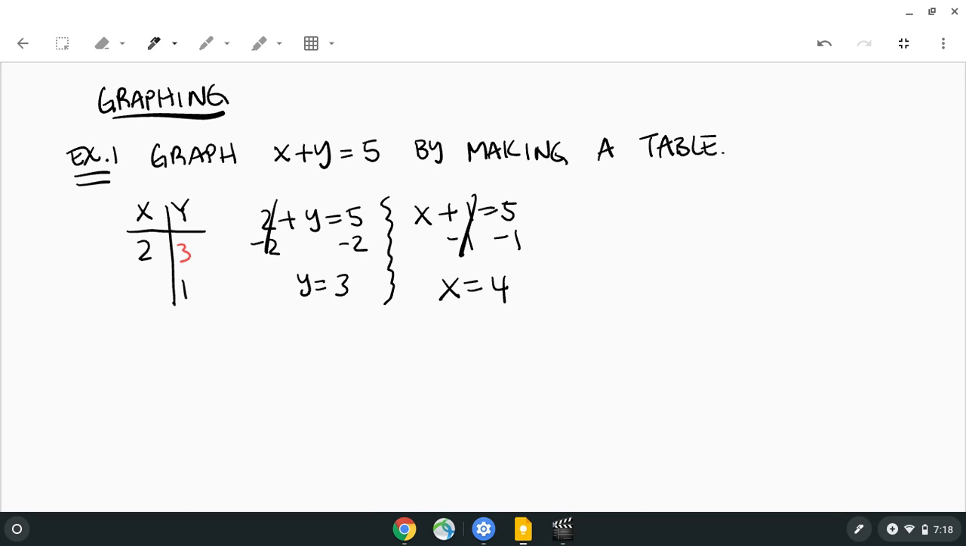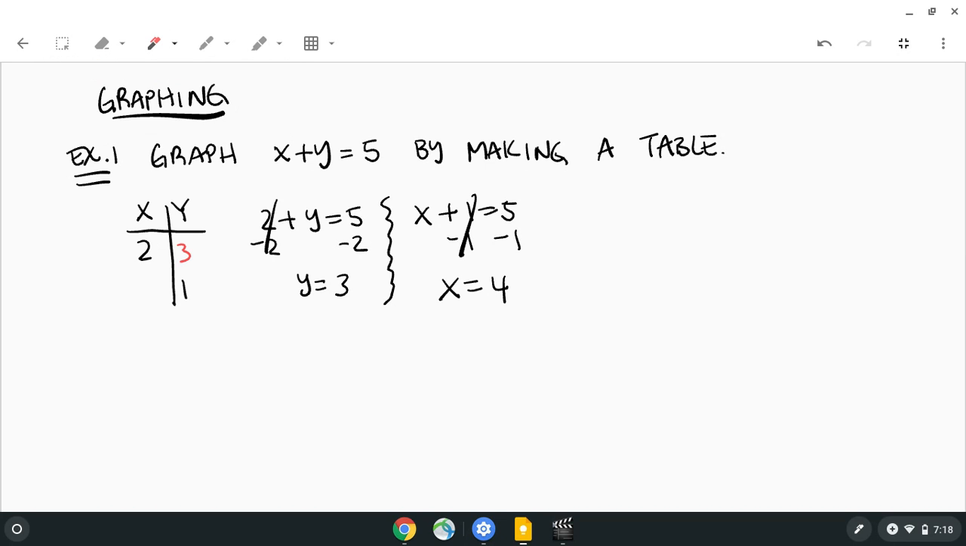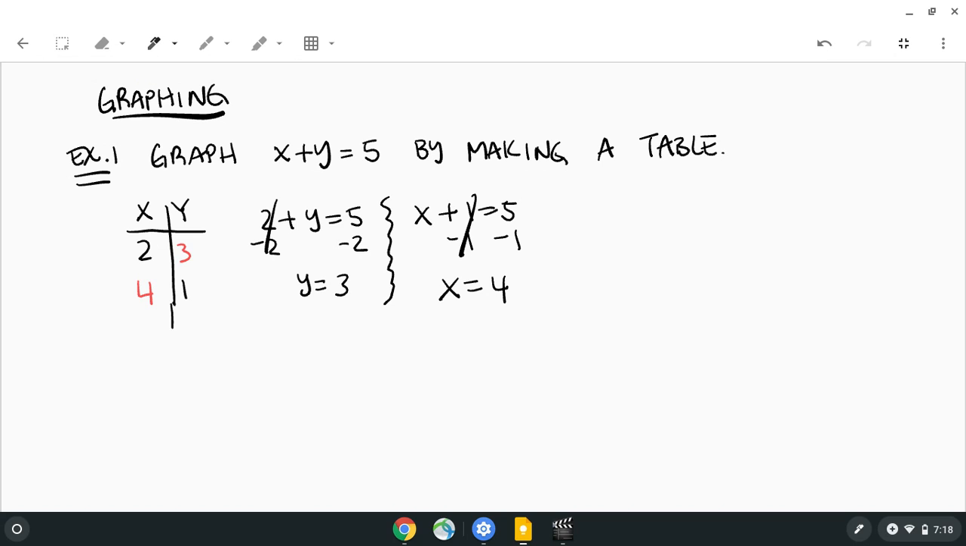Okay. And again, I'm going to make this one in red so you know which one we chose. We chose the black ones, and we solved for the red values. Two points is all you really need to make a line, but I always recommend 3, just in case one of those is wrong.